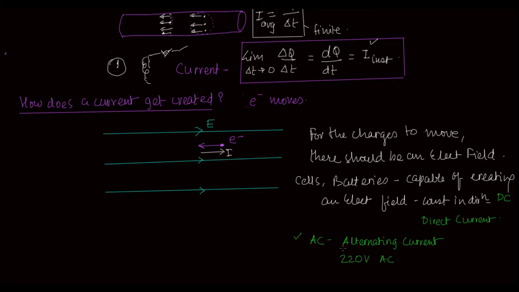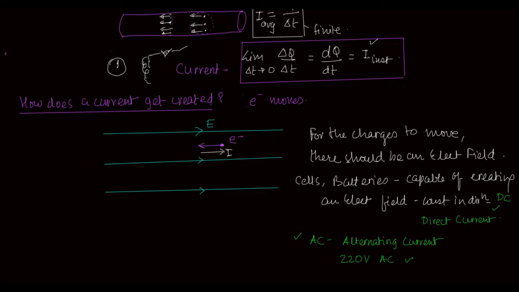The supplies that we are getting in our homes here in India are about 220 volt AC, alternating current, alternating voltage, which is creating an alternating current. That's what we call it. We do not call it AV, alternating voltage, though we could have called it, right? So we normally deal with it in terms of DC and AC.